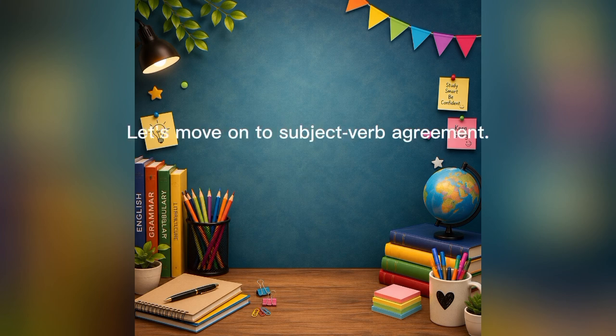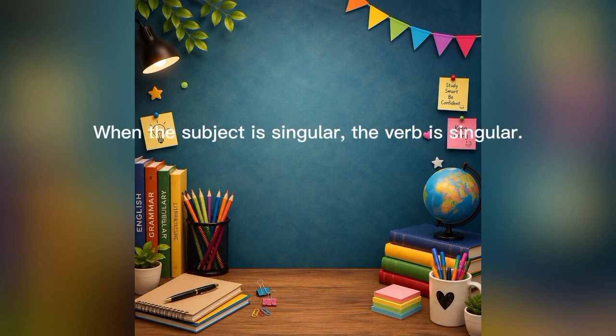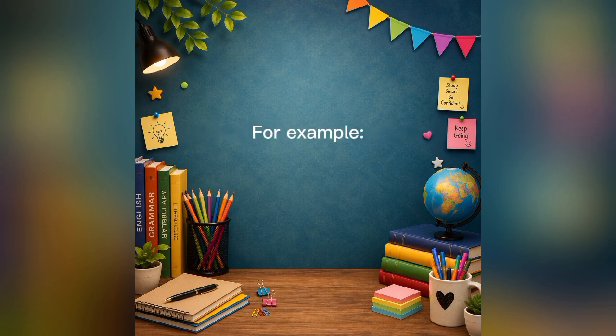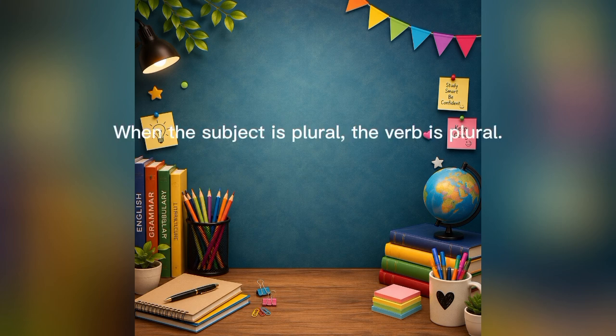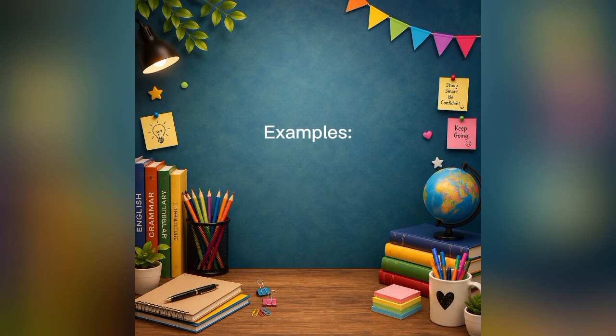Let's move on to subject-verb agreement. A subject and a verb must agree. When the subject is singular, the verb is singular. For example, the boy runs fast. She sings beautifully. When the subject is plural, the verb is plural. Examples: the boys run fast. They sing beautifully. Remember, the boy runs. The boys run.